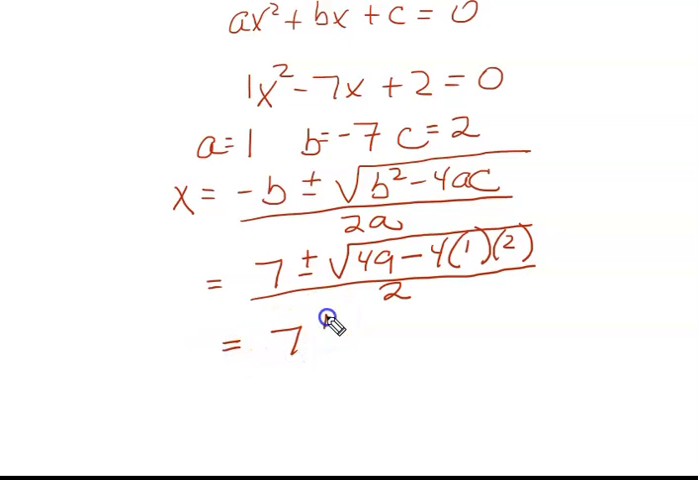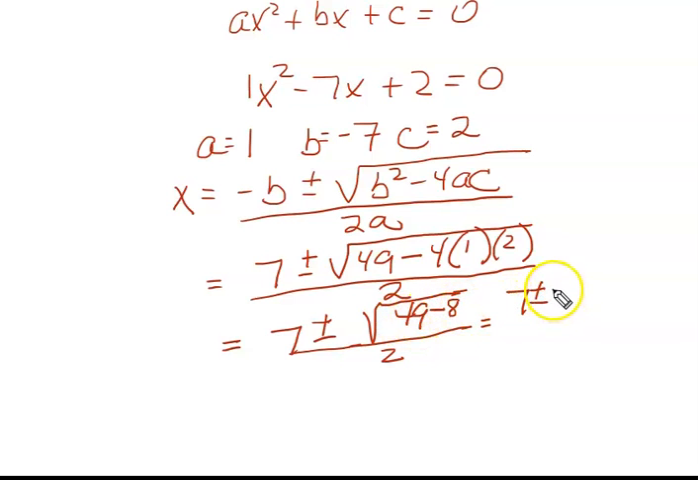So we get 7 plus or minus the square root of 49. Now here this is -4 times 2, in a sense, will be a -8. And that's all over 2. So this is going to be 7 plus or minus, now 49 minus 8, the square root of 41, all over 2.